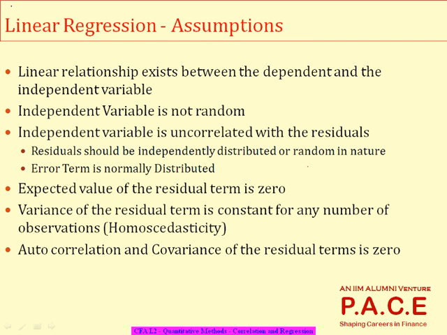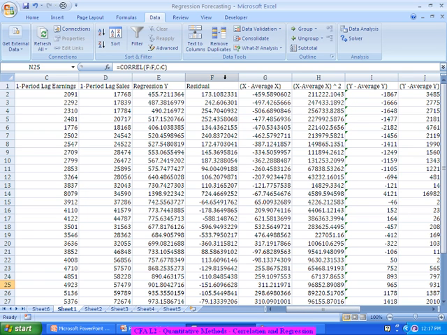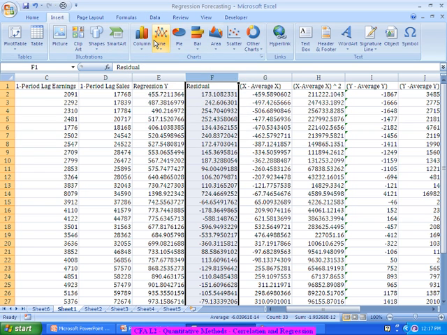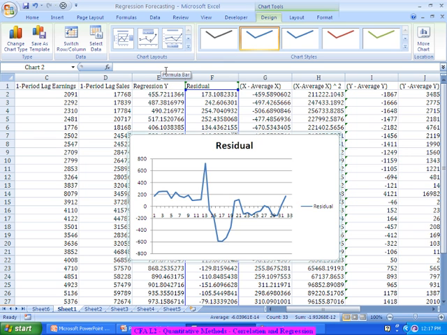I should not find any kind of pattern in the residuals. Even when I plot a graph of the residuals, it should be completely random. No pattern of something going up, something going down continuously. There is no pattern, sometimes up, sometimes down, and no specific pattern with the residuals. So as long as there is no specific pattern, we can very well go with using a regression equation.